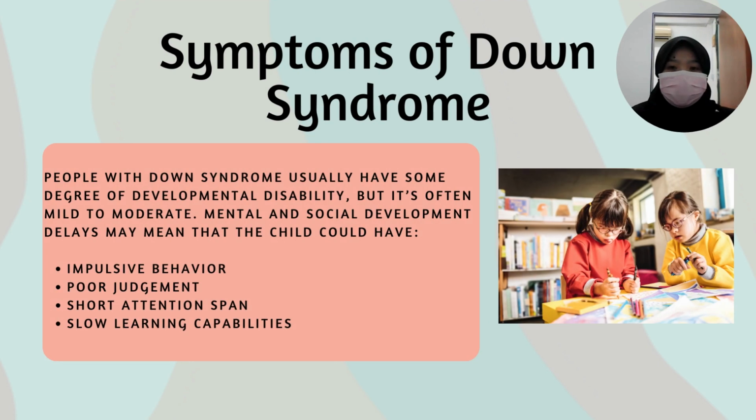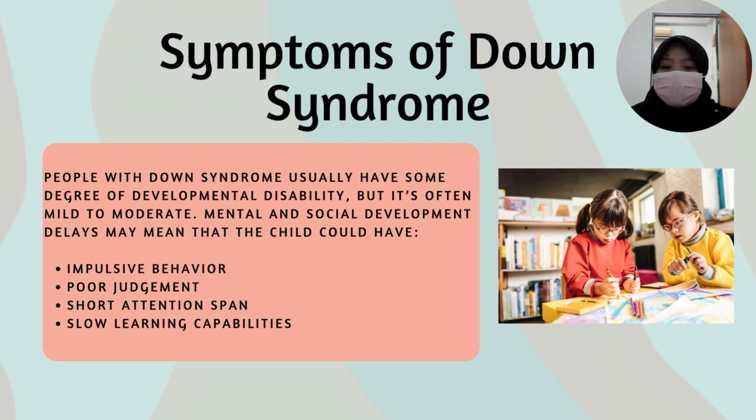Another symptom of Down syndrome is that people with Down syndrome usually have some degree of developmental delay that includes their mental and also social developmental aspects. In this case, they usually have a mild to moderate degree of delay or disability. Mental and social developmental delays may also mean that the child could face an issue with their behavior.